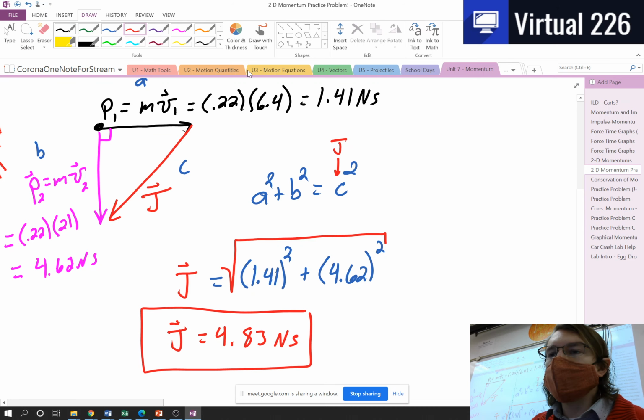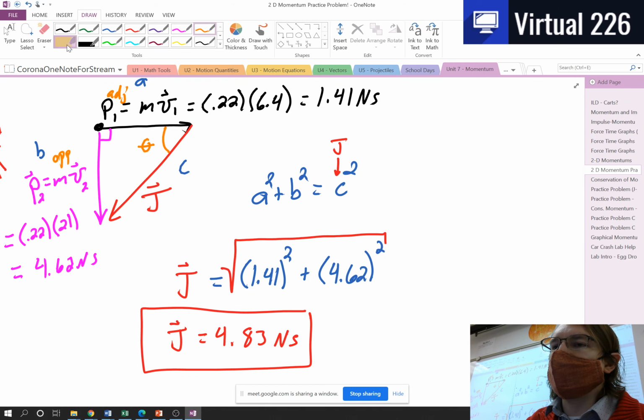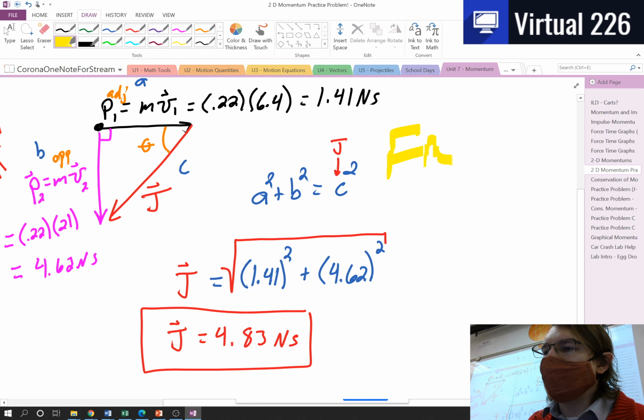If we wanted to, we could figure out what angle the person has struck this ball at from the horizontal. You know, we could find an angle here, some theta, by saying this is our opposite side and this is our adjacent side here. But we're not going to worry about that in this problem. We're just looking at what is the impulse generated by the striker whenever they hit that volleyball. And that 4.83 Newton seconds is our final answer to this problem.